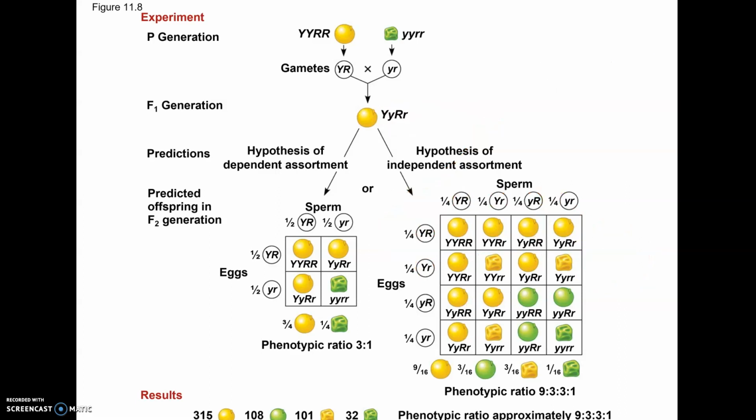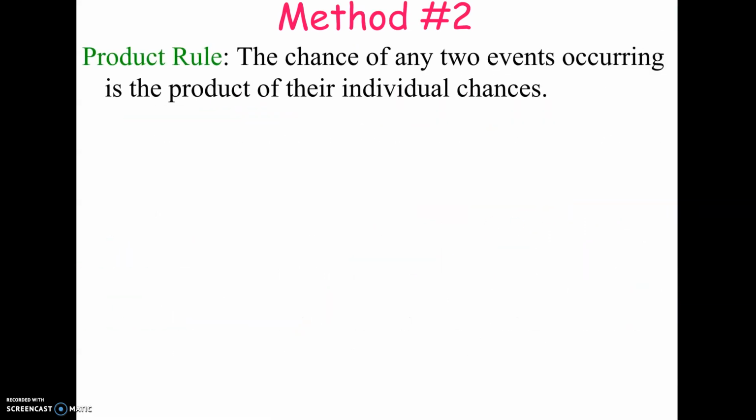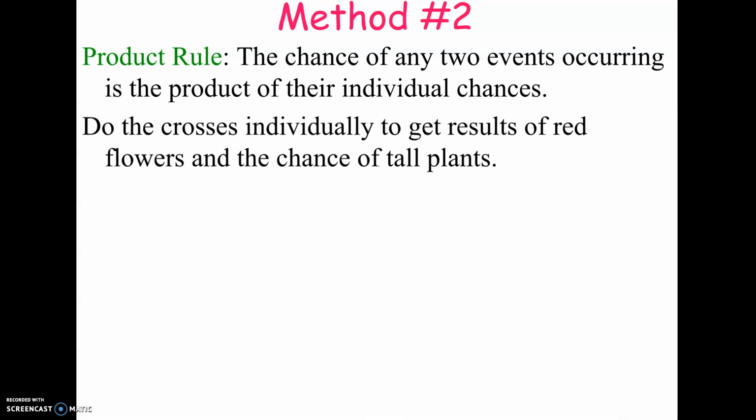Now let me show you a much simpler way to solve this same problem. So we're going to solve it using something called the product rule. So the product rule says that the chance of any 2 events both occurring is the product of their individual chances, meaning you multiply their individual chances together to get the total chances.